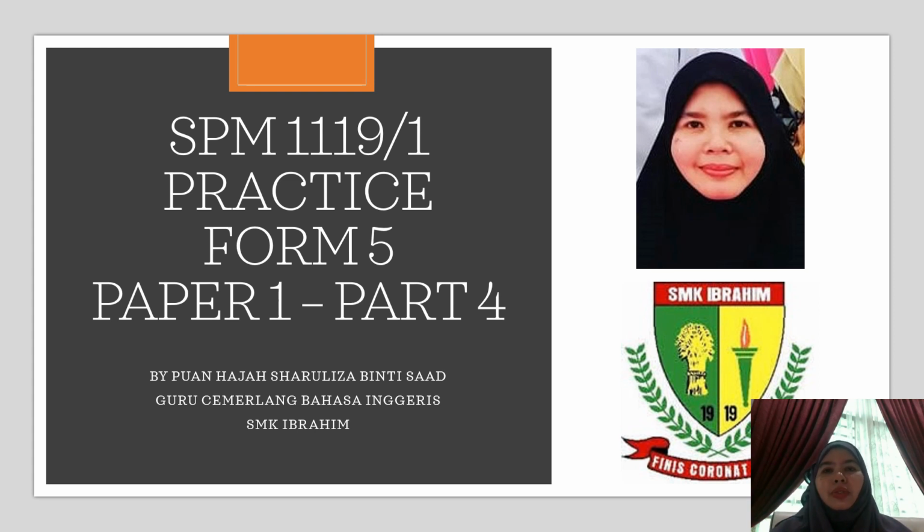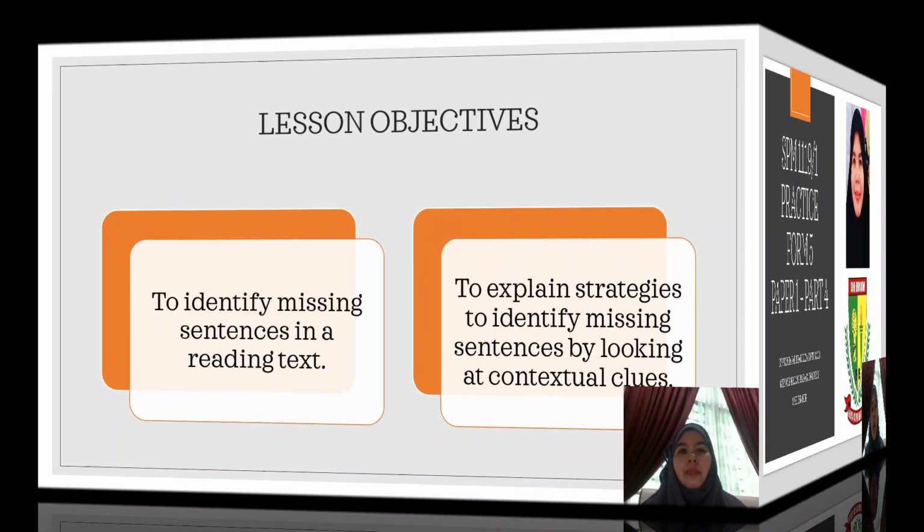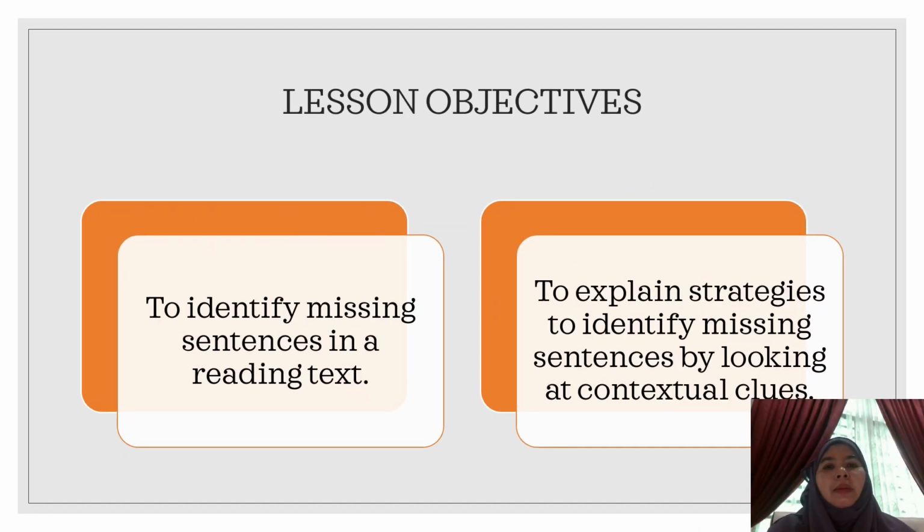Today, I'm going to share some tips and techniques on how to answer SPM-like questions in Paper 1, Part 4. For your information, Paper 1 is a reading paper. Our lesson objectives are: we are going to identify missing sentences in a reading text, and we are going to explain strategies on how to identify missing sentences by looking at contextual clues.